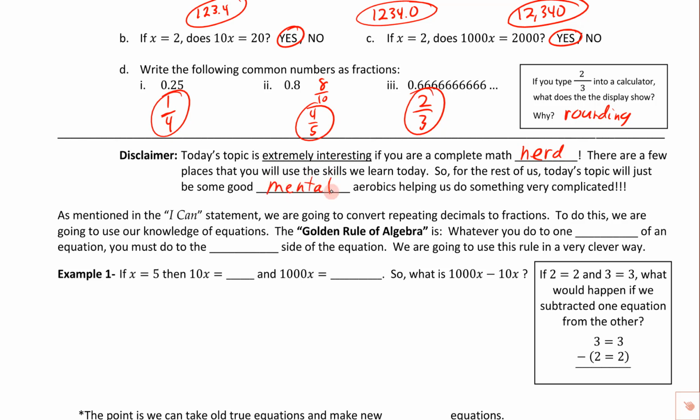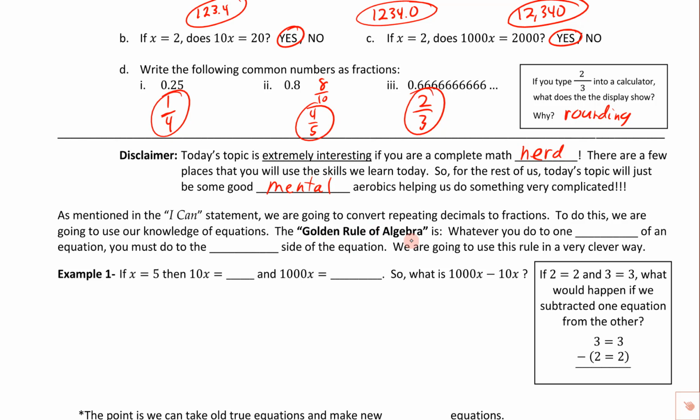We're just kind of working out our brain here and doing something that's really complicated, or at least it will look complicated to begin with. So, as we mentioned in the I can statement, what we're going to do is convert repeating decimals to fractions. And in order to do this, we're going to use our knowledge of algebra and of equations. In fact, we're going to use the golden rule of algebra.